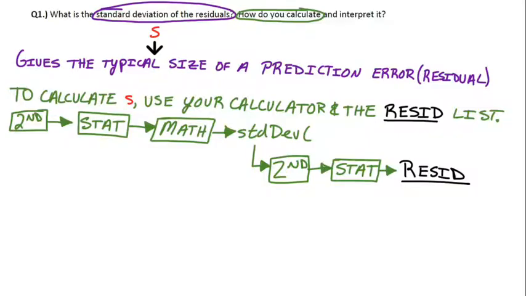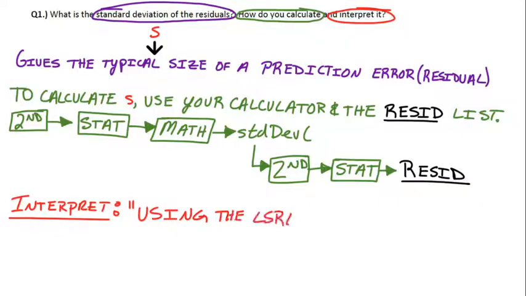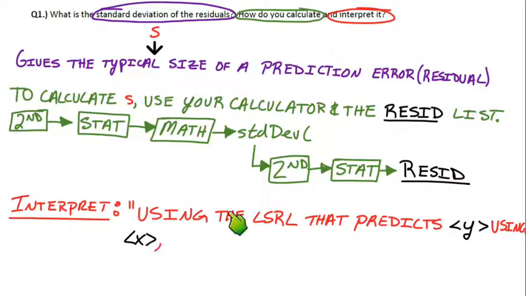And then the most important part for this is how do you interpret it? That's the biggest component for the AP exam, being able to interpret these things. Most of the time they'll give you the values. You don't even have to calculate it, but you do have to make sense of it and interpret it in the context of the situation. For the interpretation, I use kind of a cookie cutter approach for S. So note my quote, using the LSRL, which one? The LSRL that predicts the Y values, whatever those are, using whatever the X values are. So you replace those with actual context from the scenario, the Y variable and the X variable.